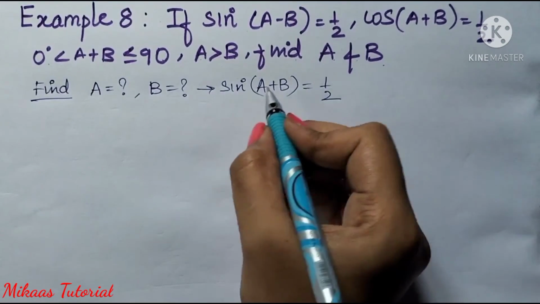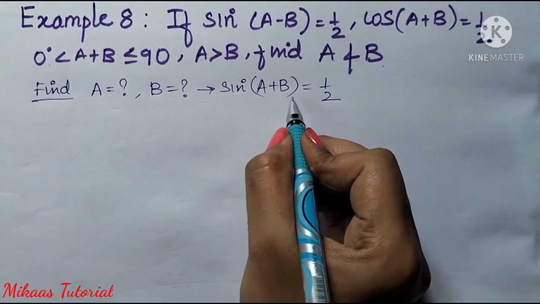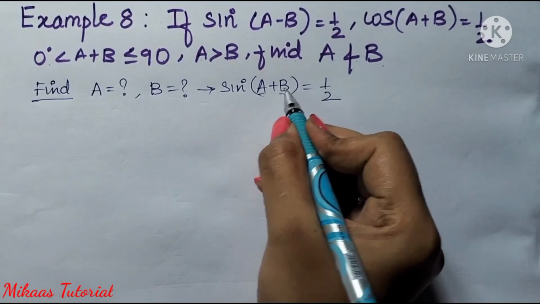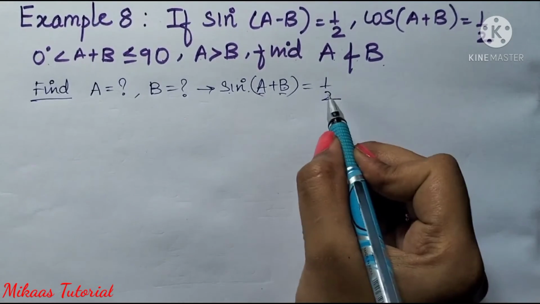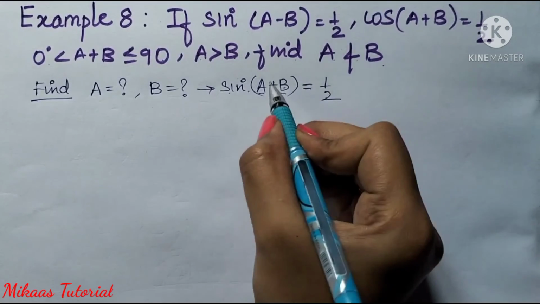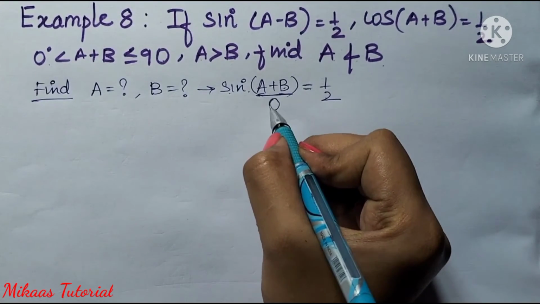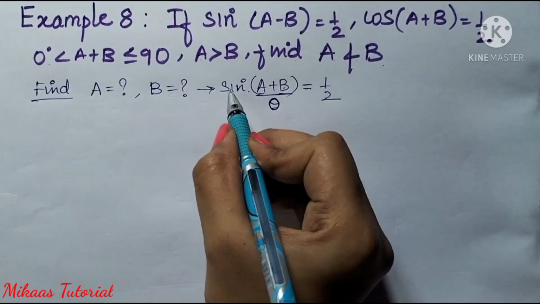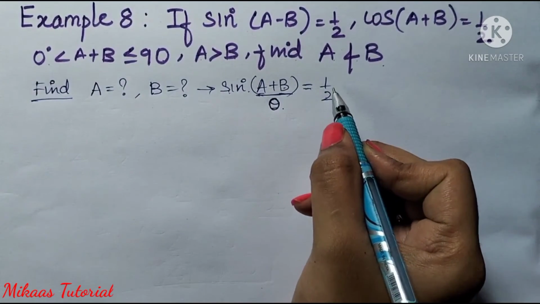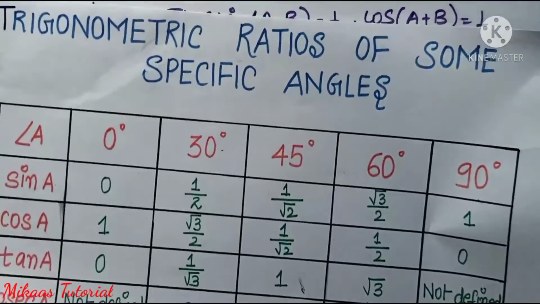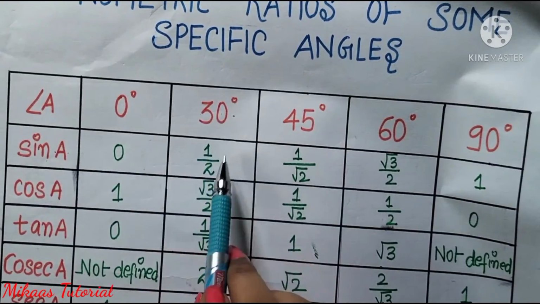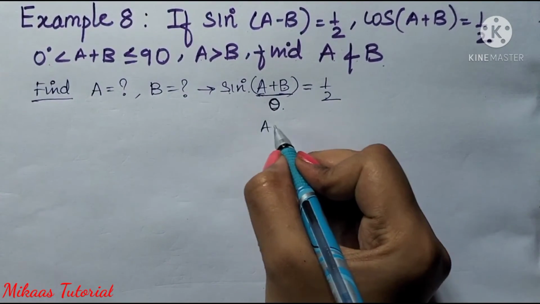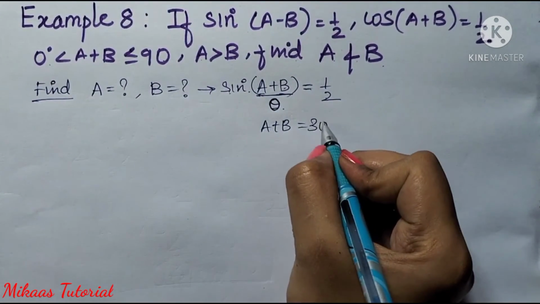We'll take this one first. What we want to find here is the A and B values. First, we have to take this out. How will we do that? At what angle is the sine value 1 by 2? Keeping this whole value as theta, at what angle is the sine value 1 by 2? Take the table and remember at what angle it is 1 by 2. Sine 30 degrees, the value is 1 by 2, which means this A minus B is equal to 30 degrees.